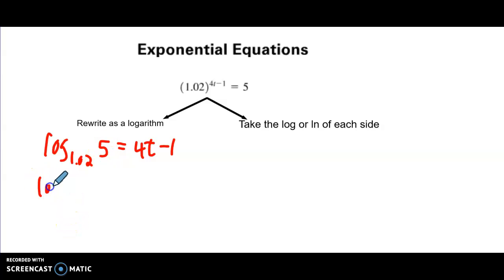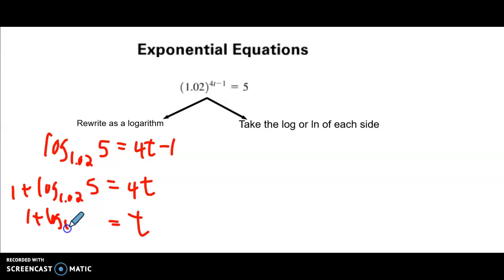All right, I'm going to add 1 to this mess. Oops, I didn't really add 1, sorry. I'm adding 1 over here and then dividing by 4. This is a number: 1 plus log base 1.02 of 5, all over 4. We would do that on our calculator and get the answer.